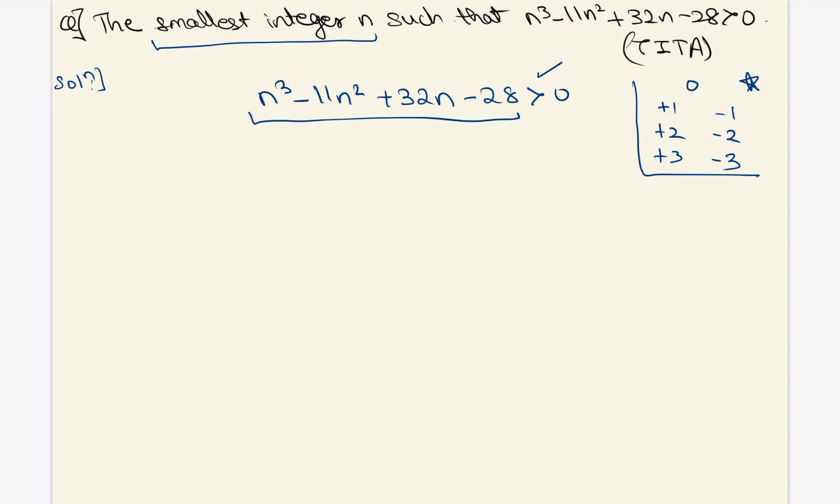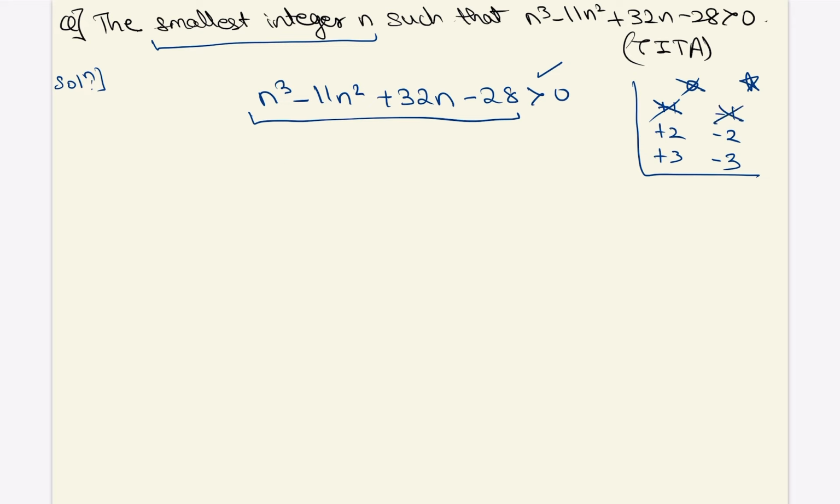Okay, let's put 0 in here. All three terms will go to 0 and this will become minus 28, which is not equal to 0, hence 0 is not a root. Let's check plus 1. So 1 minus 11 plus 32 minus 28. This becomes 4 and minus 6 is not equal to 0, hence 1 is also not a root. Let's check minus 1. This becomes minus 1, this becomes minus 11, this becomes minus 32 and minus 28. All of them are minus, so the sum will not be equal to 0, hence minus 1 is also not a root.